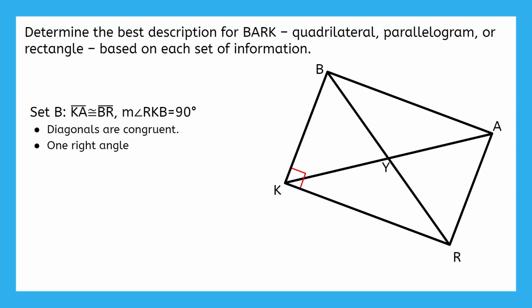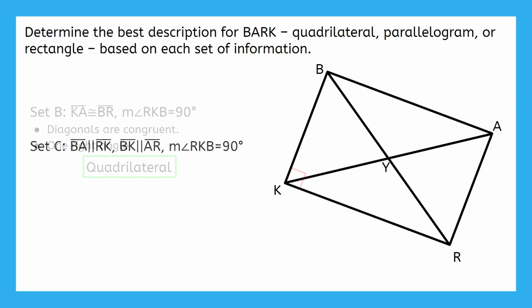We could say that a quadrilateral is a rectangle if it has all right angles. Do we have all right angles here? No, we were only given one right angle. So for set B, we cannot say that BARK is a parallelogram or a rectangle. It does have four sides, so that means that quadrilateral is the best description that we can give it. Now let's look at set C.